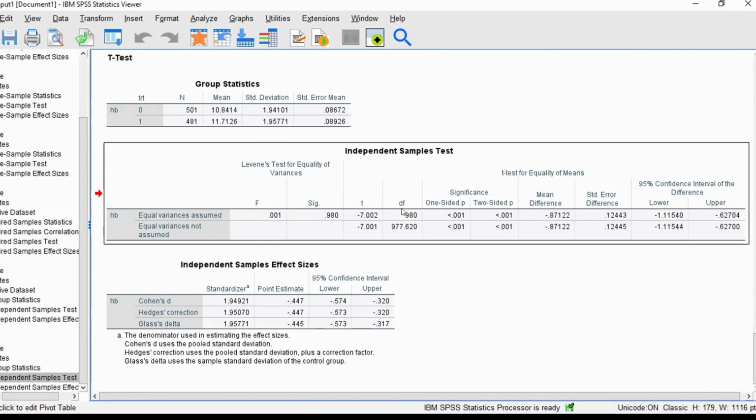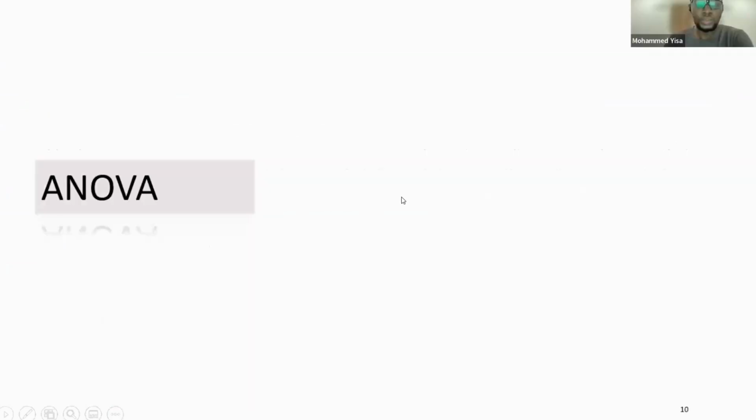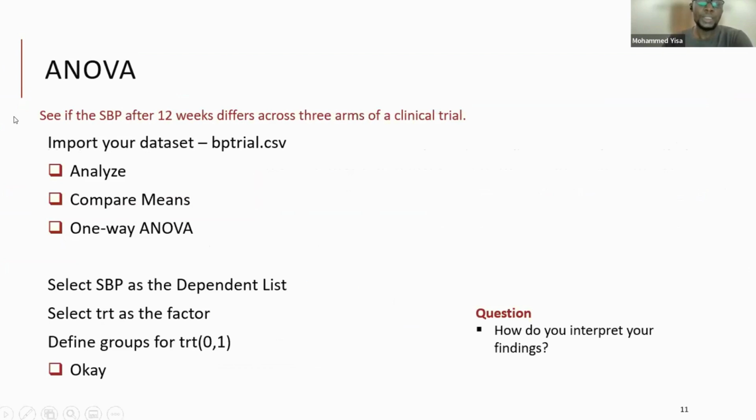So we now go into ANOVA. ANOVA is a test that's used in comparing the means of a continuous variable across more than two groups. So when you have more than two groups and you are comparing continuous data, you use ANOVA.